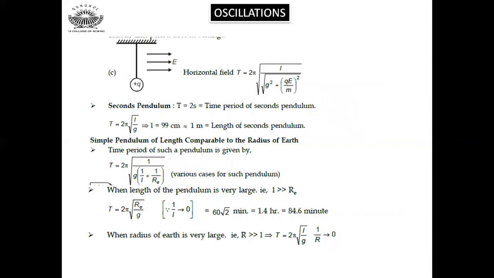Now, for a simple pendulum of length comparable to the radius of Earth, the time period is given by T equals 2π root of 1 divided by g into (1 by L plus 1 by Re). Various cases of such pendulums are given here. When the length of the pendulum is very large, that is L is much greater than Re, 1 by L tends to 0, so T will be equal to 2π root of Re divided by g. That equals 60 root 2 minutes, or 1.4 hours, about 84.6 minutes. When the radius of Earth is very large compared to L, then T will be equal to 2π root of L by g, as 1 by Re tends to 0.